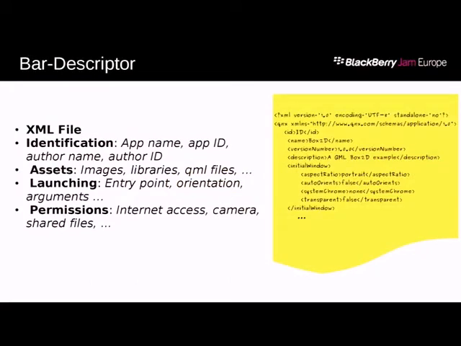If we look a bit into details, what is this bar descriptor? It is just an XML file that contains information about your application and its identification: your application name, ID, author ID. Also assets. Assets are all the resources that your application may need. It could be images, libraries, or QML files for Qt development. Also information about launching: the entry point, orientation, arguments if you need. And of course, permissions if your application needs to access camera, internet, shared files, and so on.